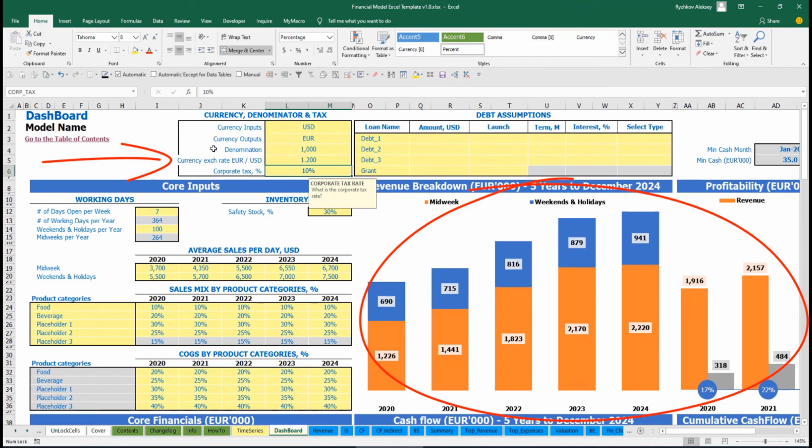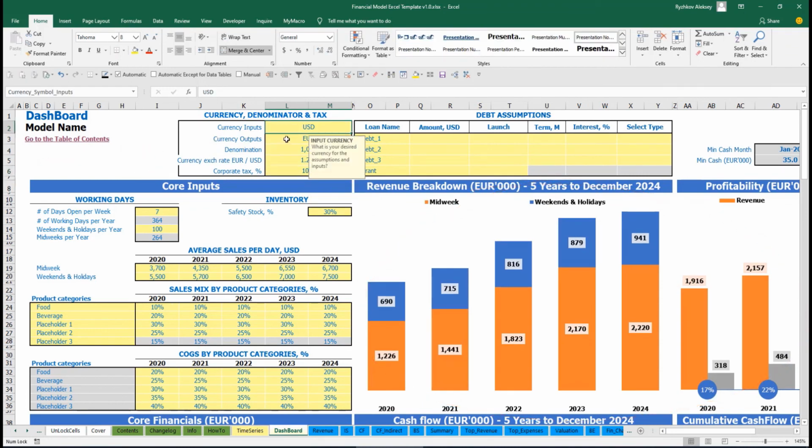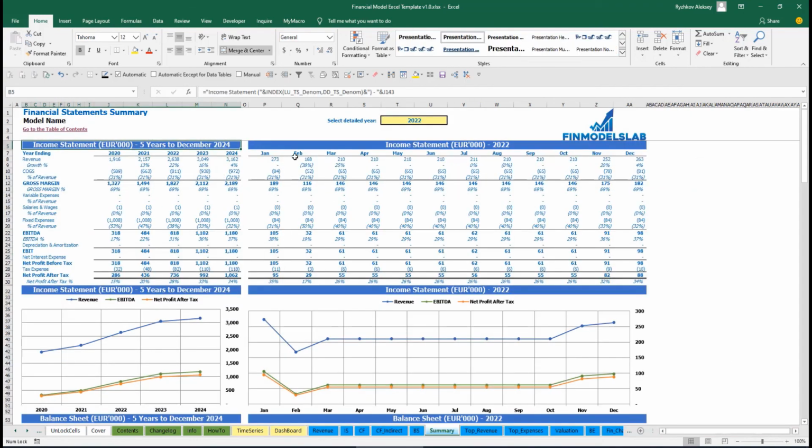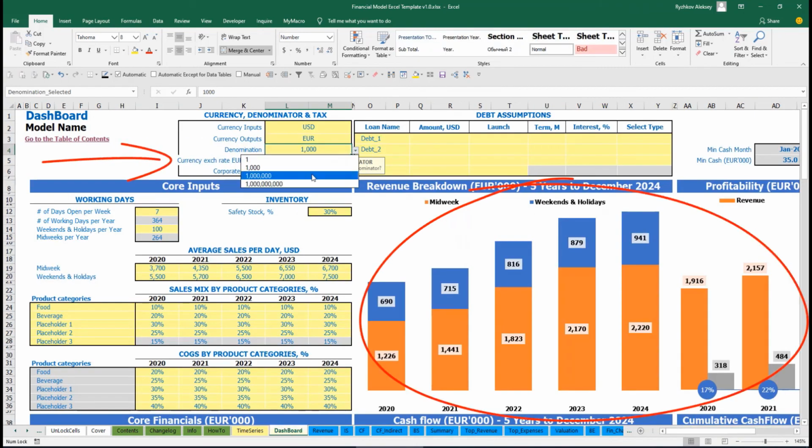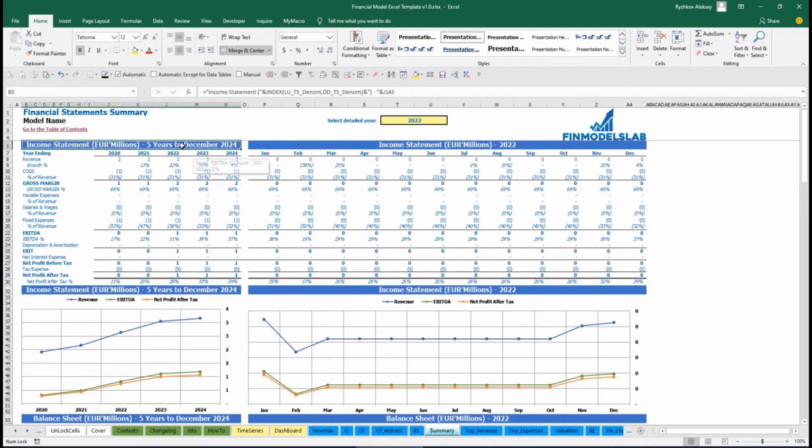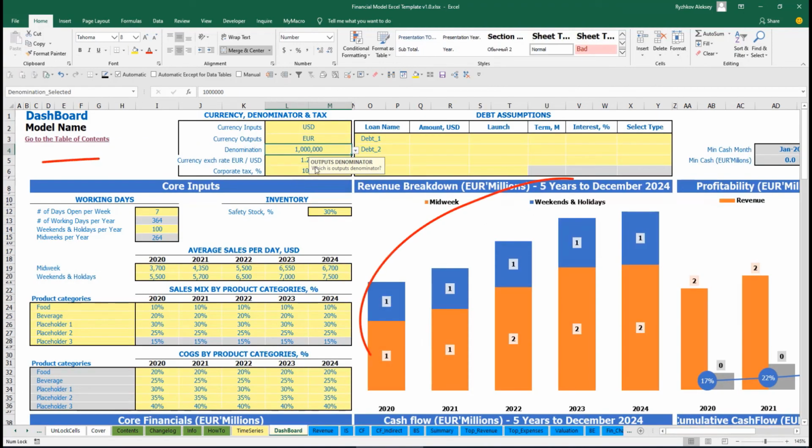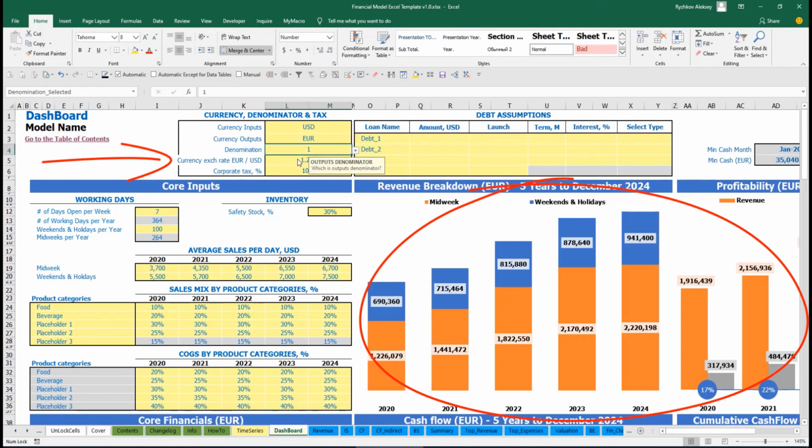In this case you will have in the model all your inputs in United States dollars, all your outputs in euros, and there will be conversion rate between currency inputs and currency outputs. Additionally, you have denomination, which means that you can denominate all your outputs on the reports. In this example, the denomination is 1000, which means that your outputs are denominated by 1000. You can select millions. You may see that now it is in $1 million. You can set also billions or without any denomination.